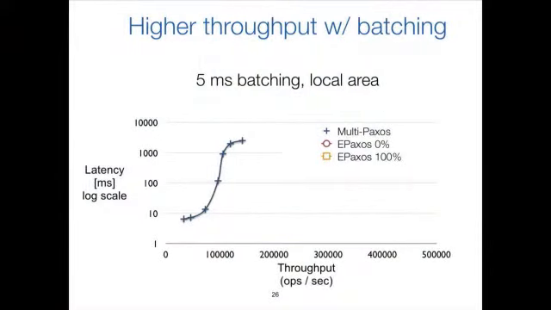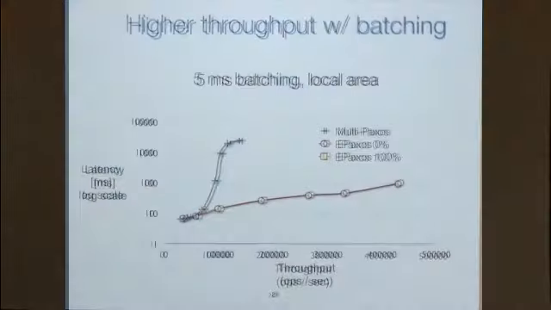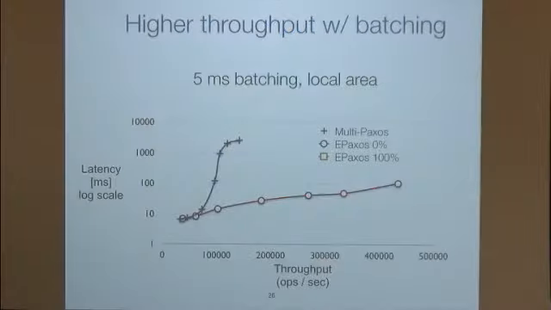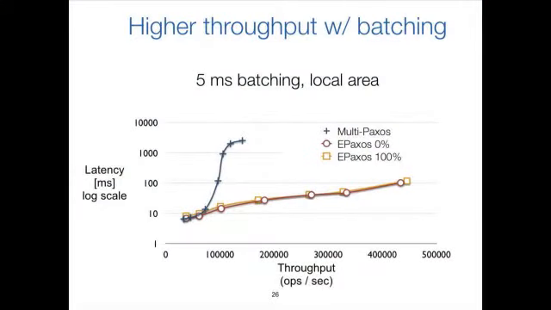The y-axis is log scale. This is the curve for multi-Paxos. Obviously, it's better to be lower and to the right because that means higher throughput, lower latency. EPaxos is significantly better than multi-Paxos. The reason is the communication with the clients is now shared by all the replicas instead of having to fall squarely on the leader. And perhaps counterintuitively, EPaxos 100% is almost as good as EPaxos 0%.